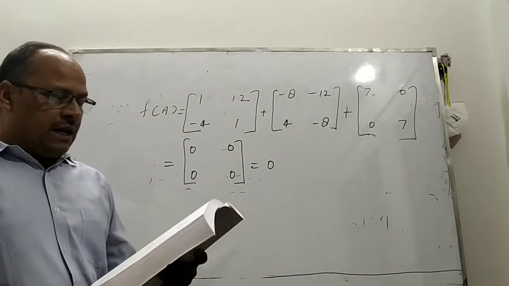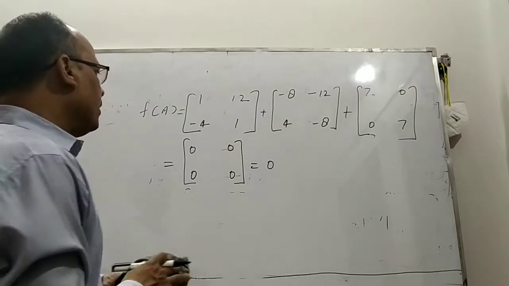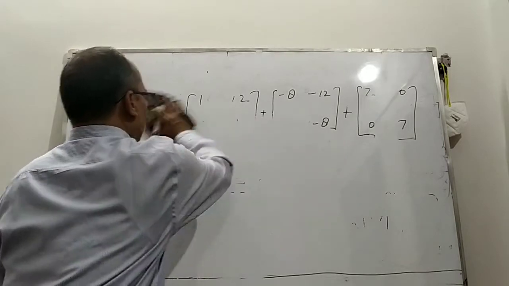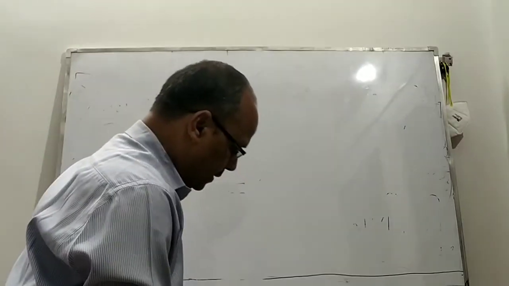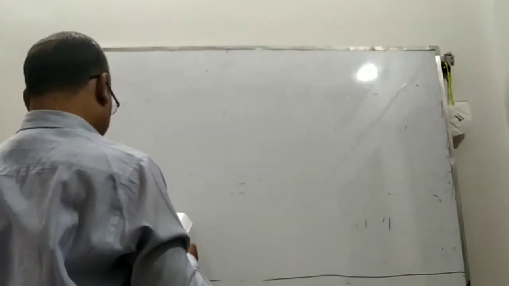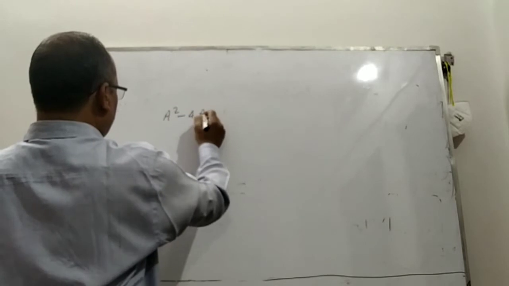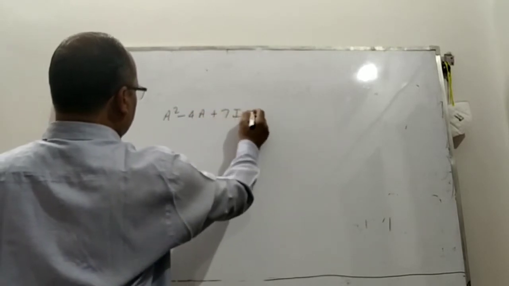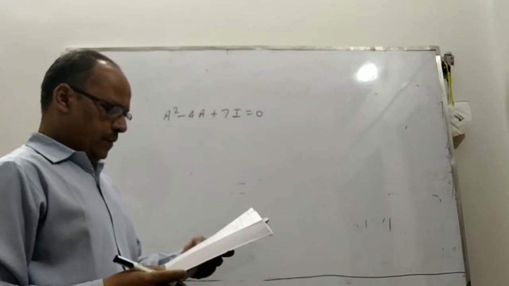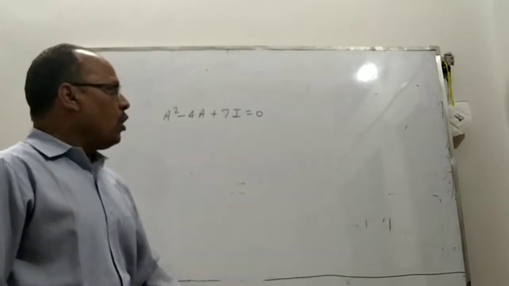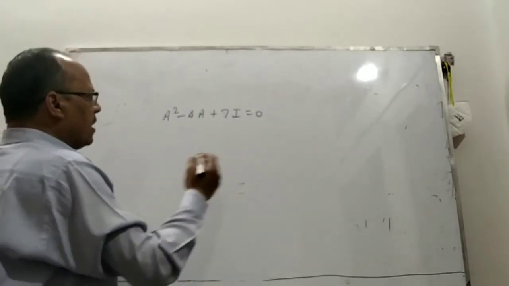Here it is given, by help of this question, you will find A cube and A raised to power 5. So what have you proved here? You have proved A square minus 4A plus 7 identity equals 0. Now find the A cube. So A is multiplied on both sides.